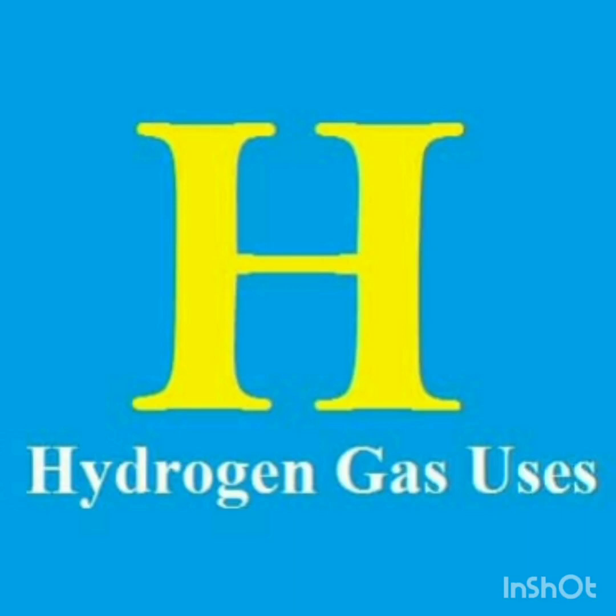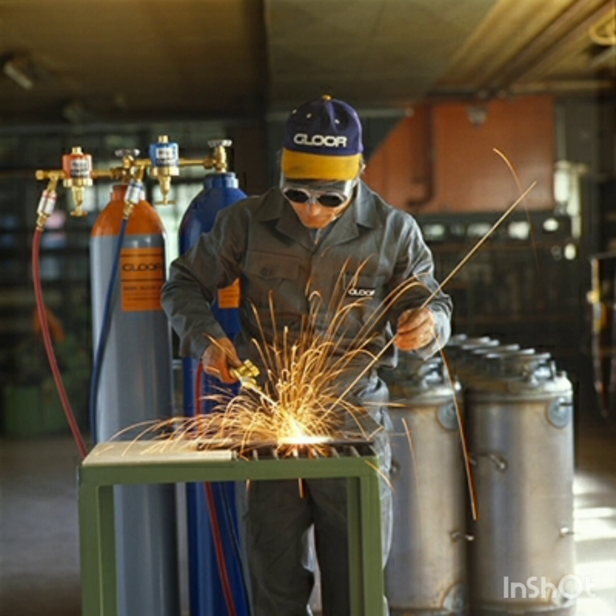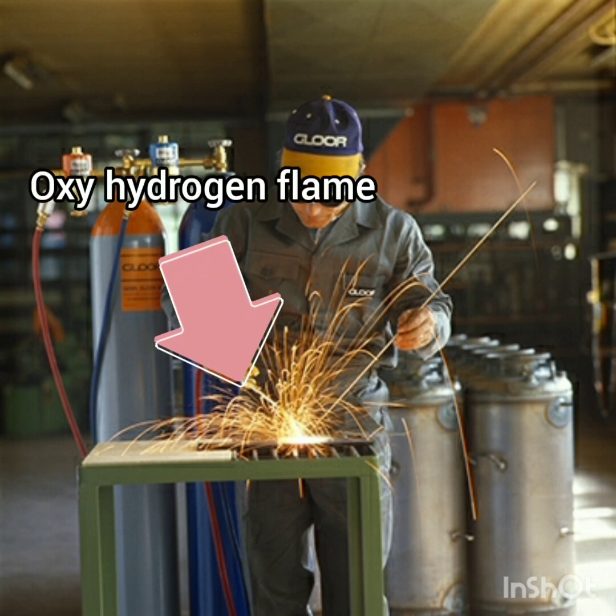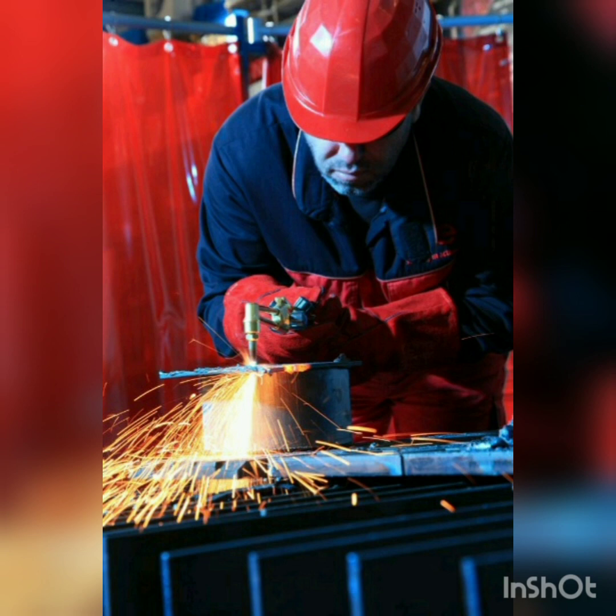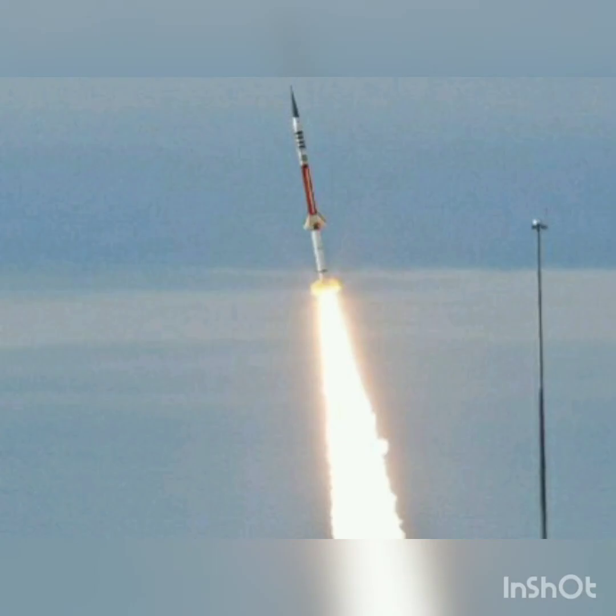Today we will be discussing some of the uses of hydrogen for cutting and welding metals. When a mixture of hydrogen and oxygen is burnt, it gives a very hot flame. This flame is known as oxyhydrogen flame and it is used for cutting and welding of metals. Liquid hydrogen is used as a fuel in rockets and guided missiles.